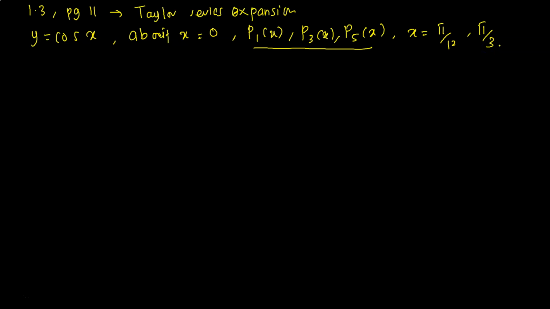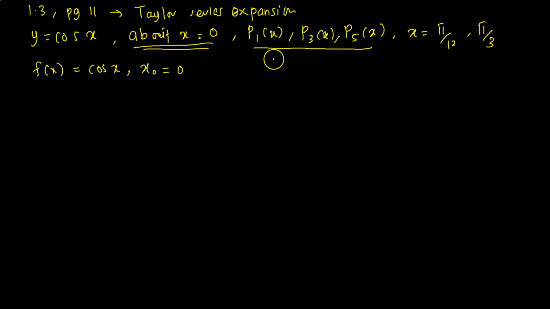First, you need to understand the information from the question. In this question, we are given y equal to cos x. What does it mean by this y? This y you can also write as f(x), which in this case is equal to cos x. When mentioned here about x equal to 0, it means that in Taylor series it refers to x naught. So in our case, x naught equal to 0.